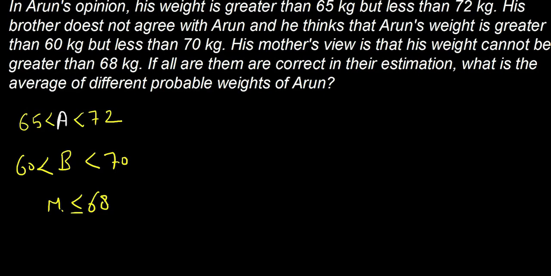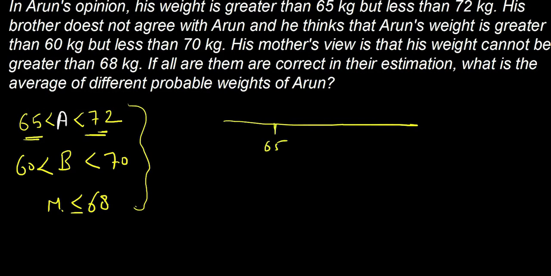So by using all these conditions, what should be the range of weights? Arun says it lies between 65 and 72. So let's say this is 65, and this is 72. According to the brother, greater than 60 and less than 70, so he thinks this is 70 and this is 60. And the mother-in-law says less than or equal to 68, so let's say this is 68.